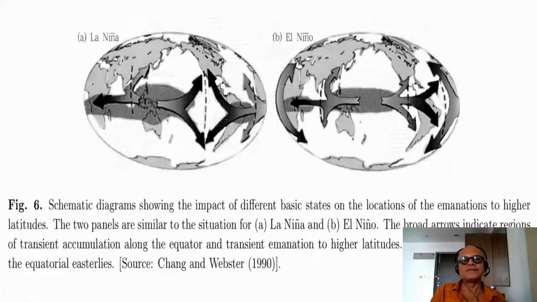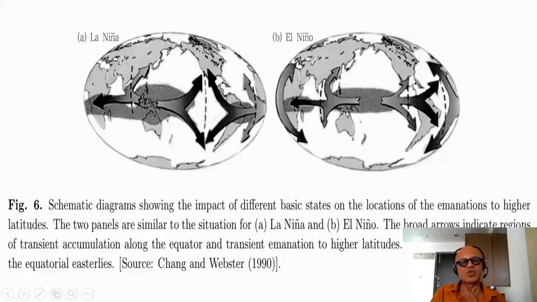Okay. The other idea is to also look at these things where schematic diagrams showing the impact of different basic states on the locations of the emanations to higher latitudes. The two panels are similar to the situation for La Nina and El Nino. The broad arrows indicate regions of transient accumulation along the equator and transient emanation to higher latitudes. The shaded regions refer to equatorial easterlies. So we already talked about the equatorial easterlies here and here with the westerly duct here.